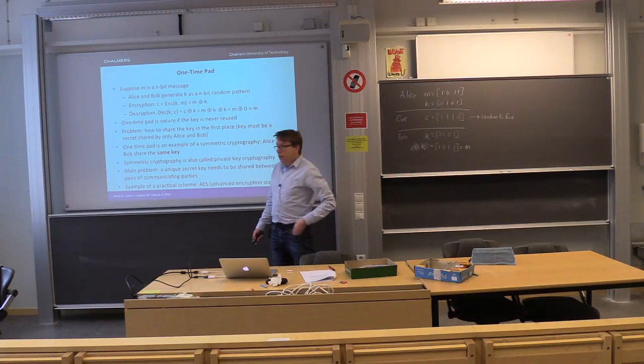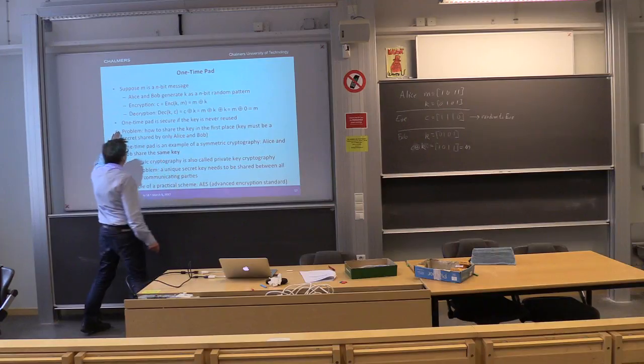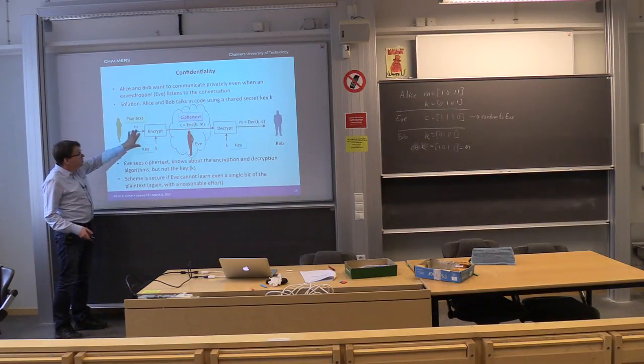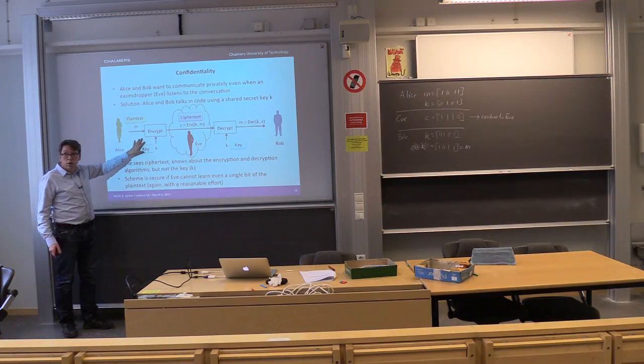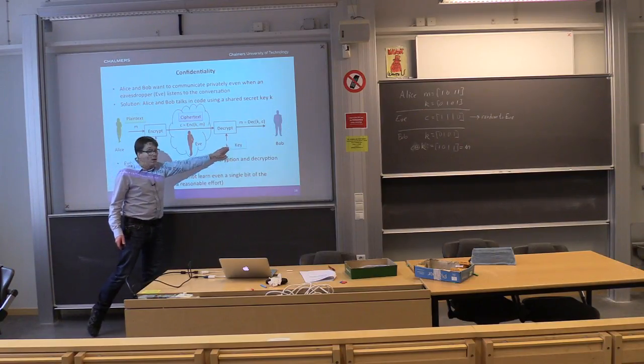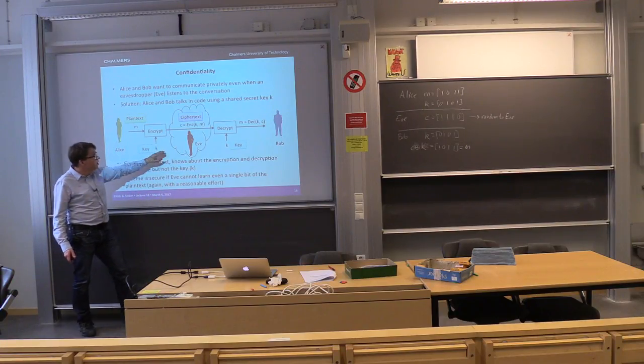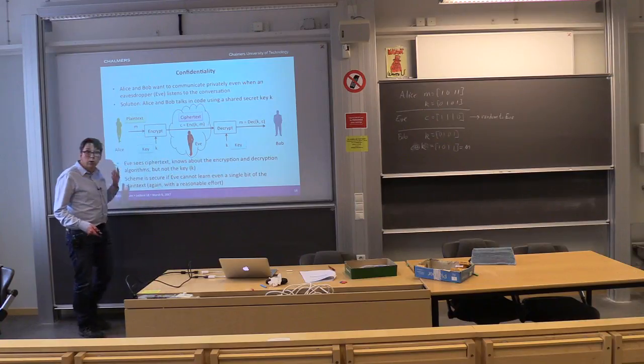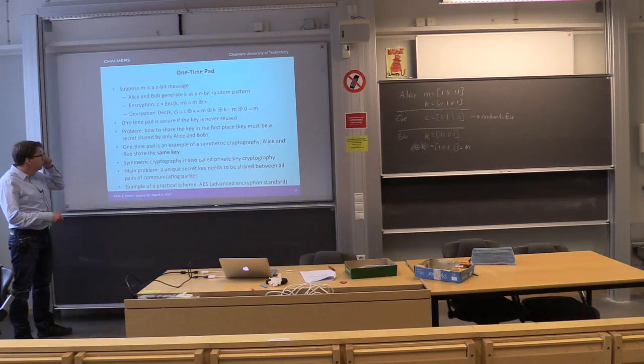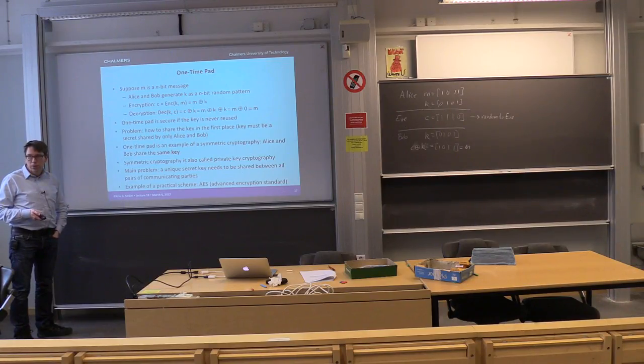Okay, but this is to illustrate the main problem. By the way, this is known as a symmetric encryption scheme because we use the same key here and here. It's also called the private key scheme because these keys are private to the communicating parties. So the main problem is how to share the key in the first place. The key must be secret and shared by only Alice and Bob, and it has the same length as the message. It becomes very impractical.